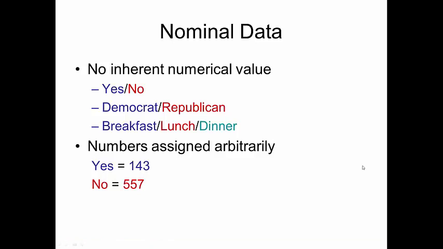So nominal data are numbers that are produced by a scale that represents named categories. They have no inherent numerical value. So you could have yes or no, Democrat, Republican, breakfast, lunch, dinner, any one of these sorts of responses.